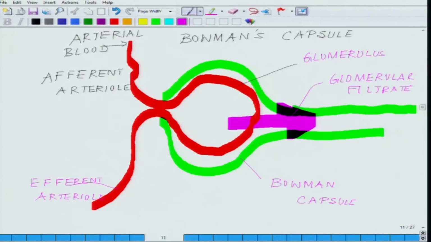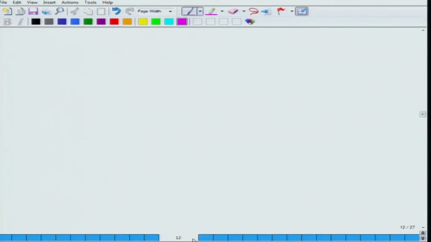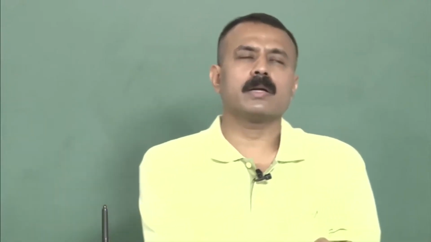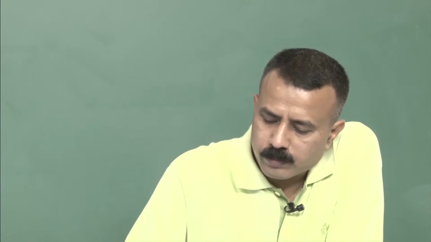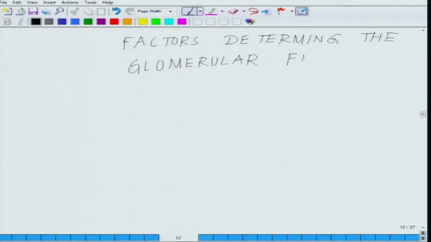So, after this basic understanding of the structure, I will move on to the next part, which is the forces which are driving this whole filtration. As I was mentioning just in the beginning of the lecture, there are two major forces, hydrostatic forces and osmotic forces. So let us look at it and let us enumerate all of them, and let us see the relation between them. Okay. So coming back, what are the factors determining glomerular filtration?